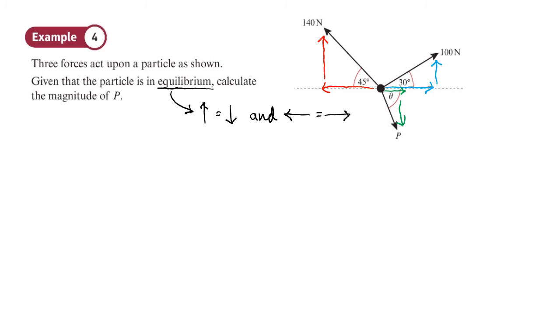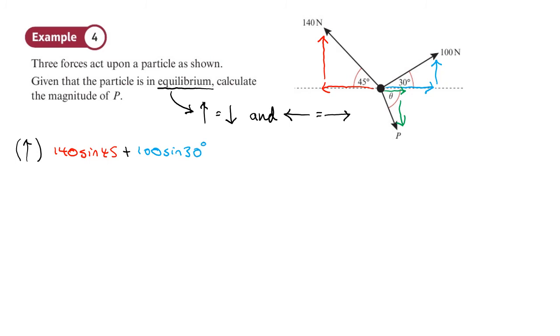Okay, so what are those forces? Let's start with the forces which are going vertically. Right, okay, so what forces have we got going up? Let's see if I can color code this. So we have 140 sine 45 plus 100 sine 30.